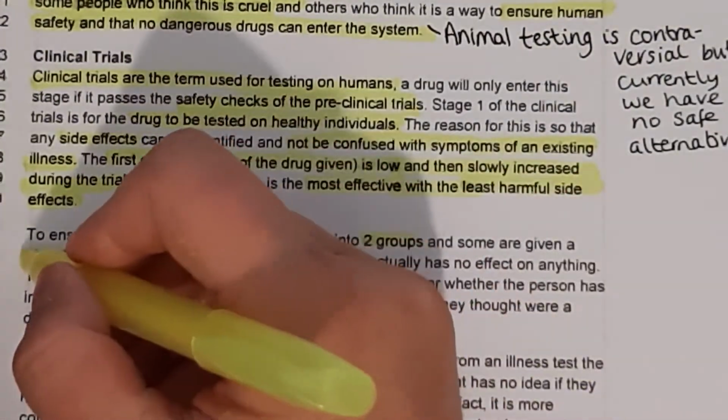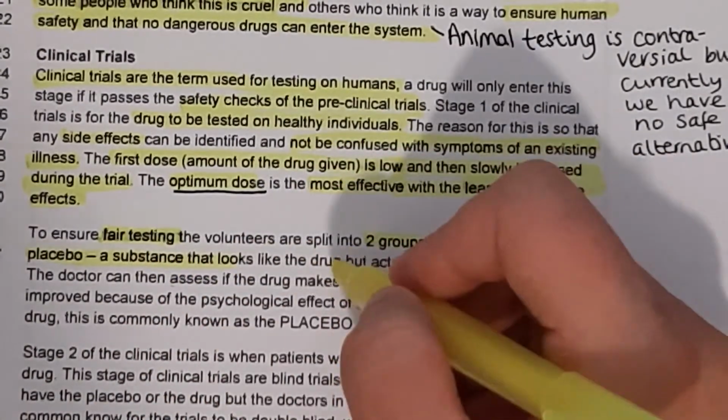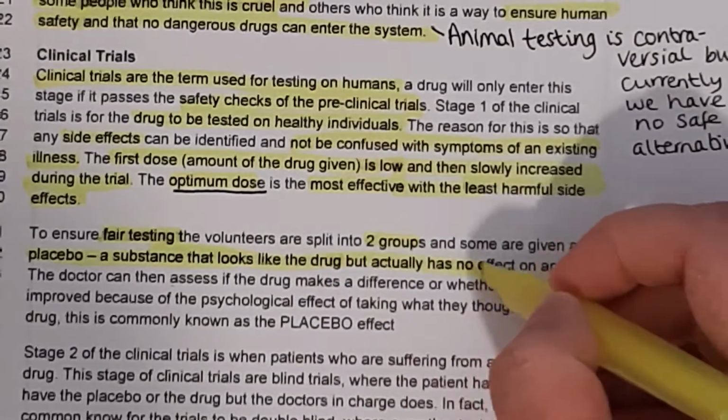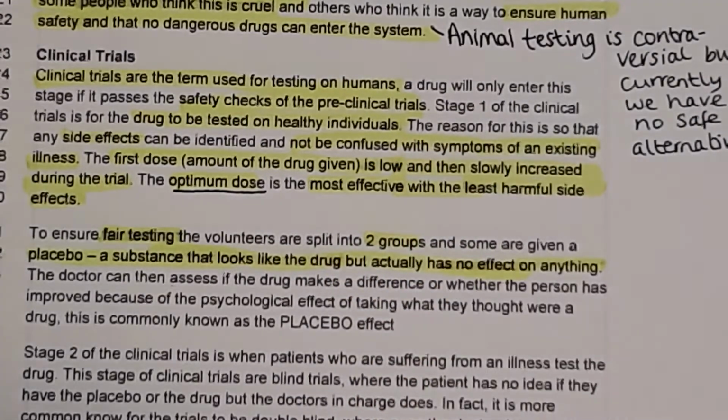Okay, so a placebo is a substance that looks like the drug. In fact, it usually smells like the drug too, but it has no effect on anything. So it's really important that you understand what a placebo is. It's literally nothing. Patients who are given a placebo sometimes feel like it's making a difference, because actually being given medicine, whether or not it does anything, or being told something is medicine, in itself affects you and can make you feel better because it has a psychological effect.